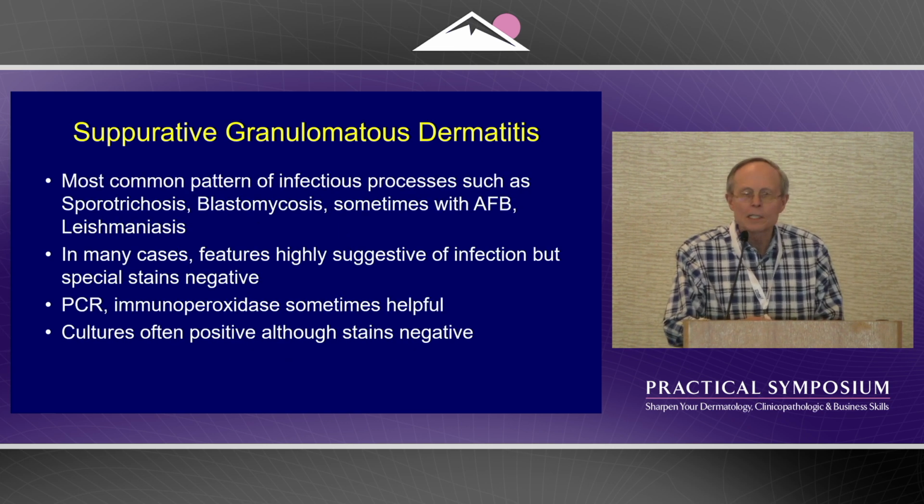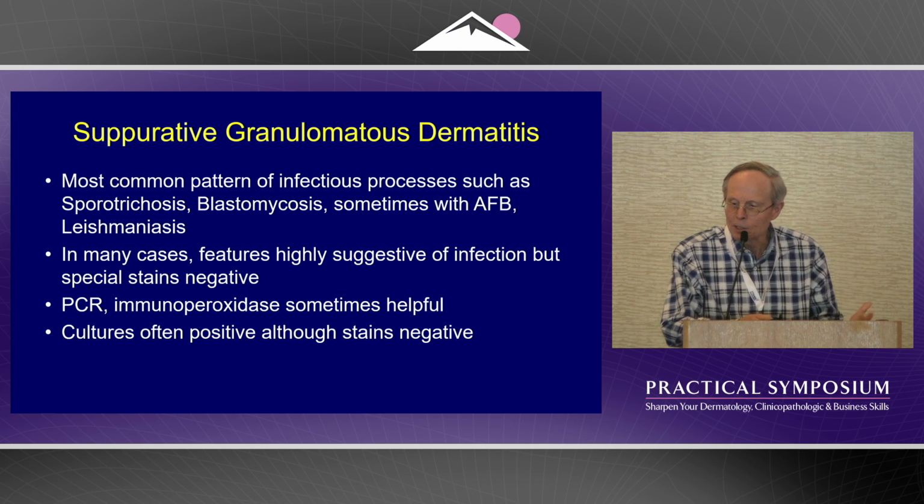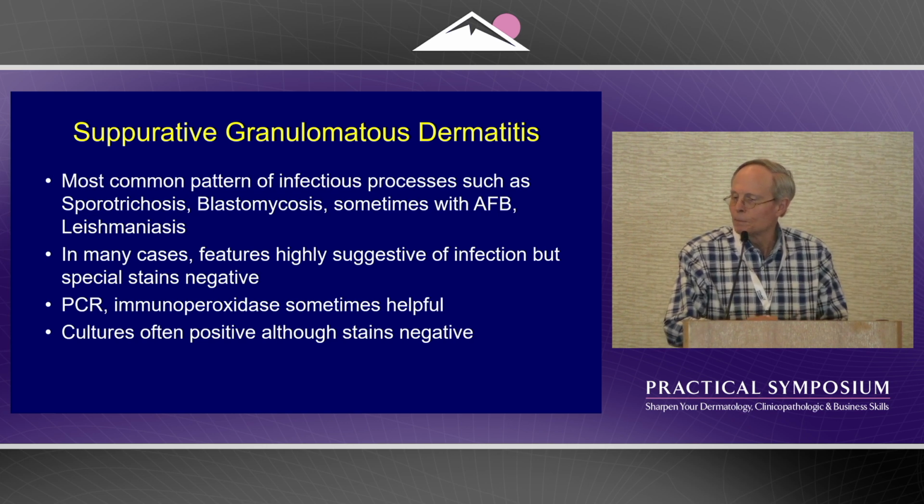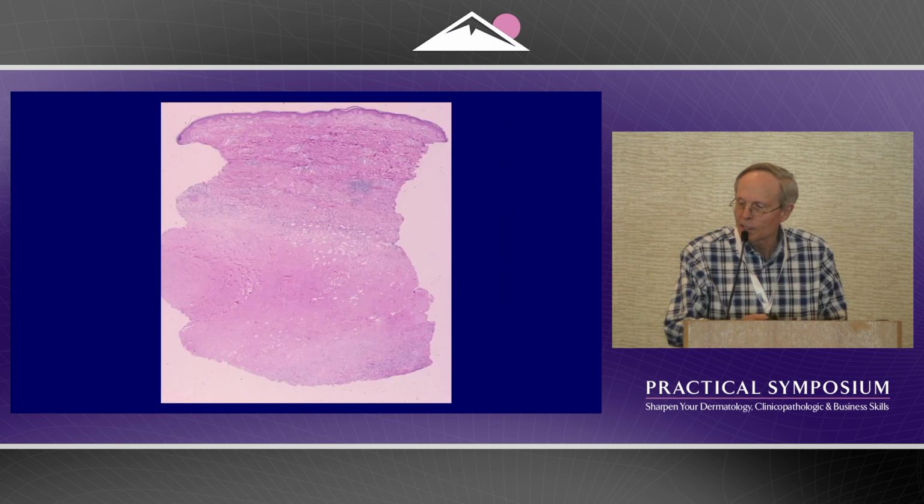So this is something we see every day in our laboratory. We'll see a suppurative granulomatous dermatitis. That pattern really favors an infection. We look at it, we do all sorts of things with special stains, and it's just negative. And this was a guy we had a few years ago. He was an HIV positive immunocompromised patient, and he had this thing, took a biopsy.